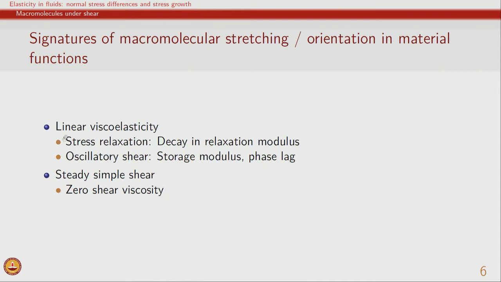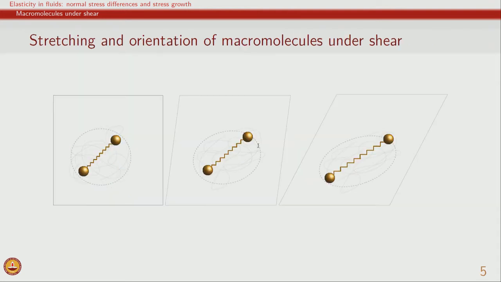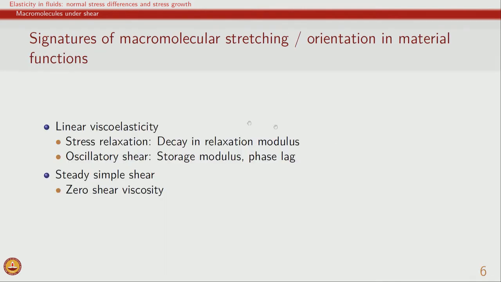We saw, for example, that in stress relaxation there is a decay in relaxation modulus. So, what happens is when we apply a shear, the molecule gets stretched and oriented, but if the deformation is kept constant, because of the thermal energy available to the macromolecule, the segment starts relaxing, the segment starts moving, and in the end it reverts back to this, and therefore, there is a decay in relaxation modulus.